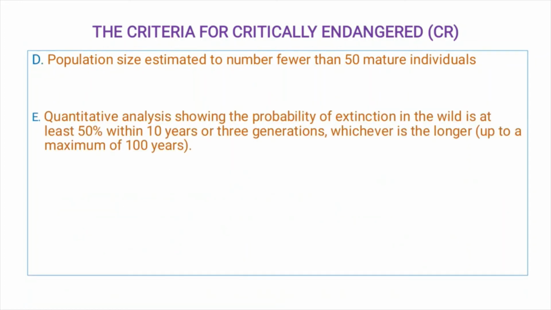If the population size of a species is calculated and the number of mature individuals is less than 50, then the taxa is declared as critically endangered.